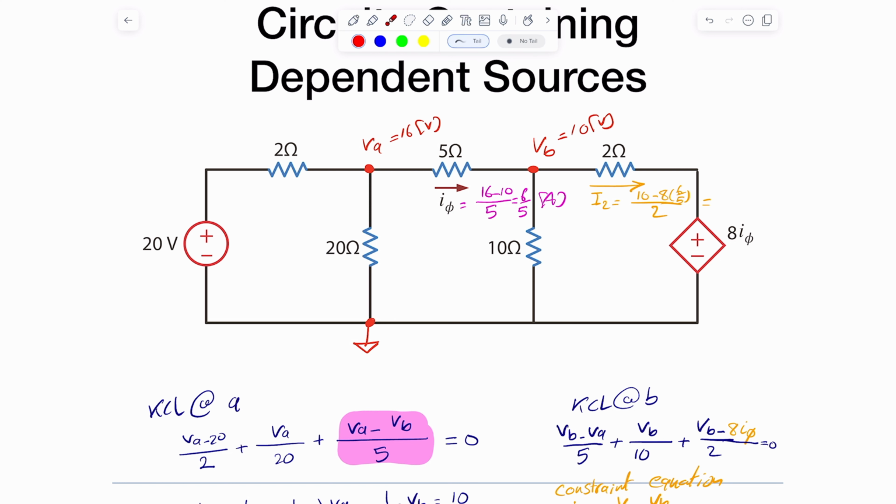Again, what comes in here is the following. I have 10 volts in here, and I have 8 I phi in here. But I know that I phi is 6 divided by 5 because I just computed it. So 8 times 6 divided by 5, that's the value of the voltage in here. Of course, we divide by 2 based on Ohm's law, and you compute what that value is and figure out what that current is.